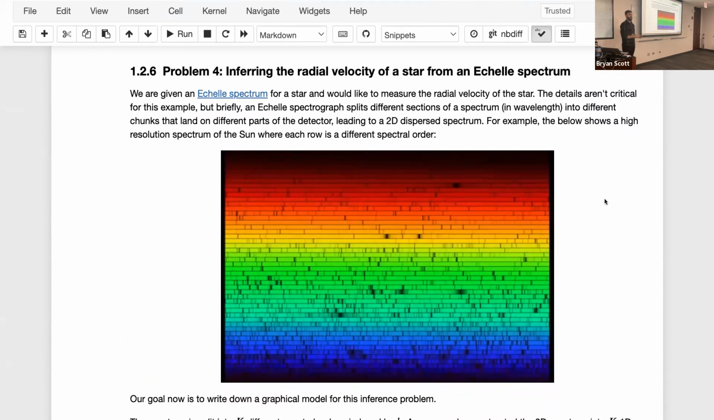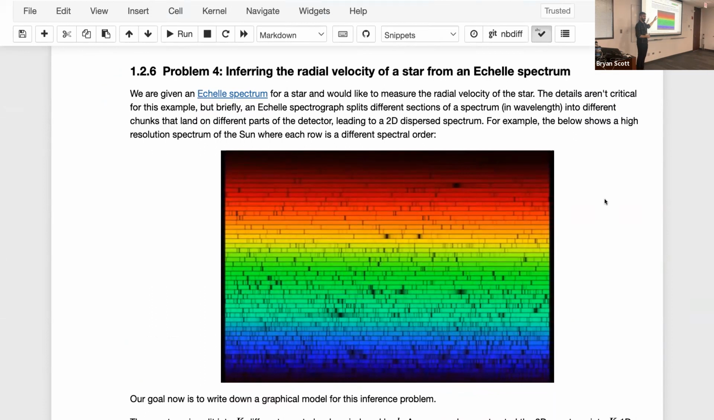We are given an Eshel spectrum. Raise your hand if you've heard of or worked with Eshel spectra before. A couple people, so you can help everyone else. But in simple terms, an Eshel spectrum is like a spectrum, flux versus wavelength, that's been chunked up into a bunch of distinct sections and then dispersed over the vertical direction as well.